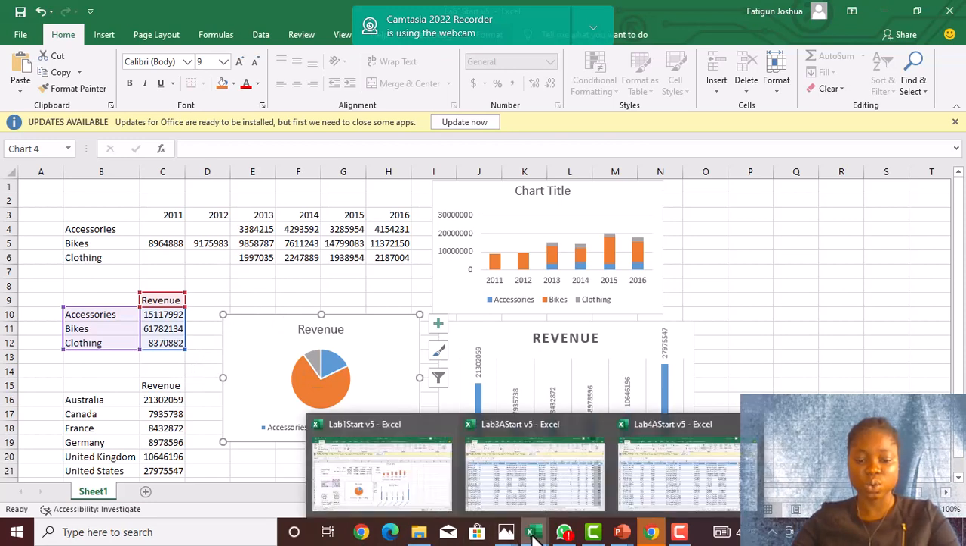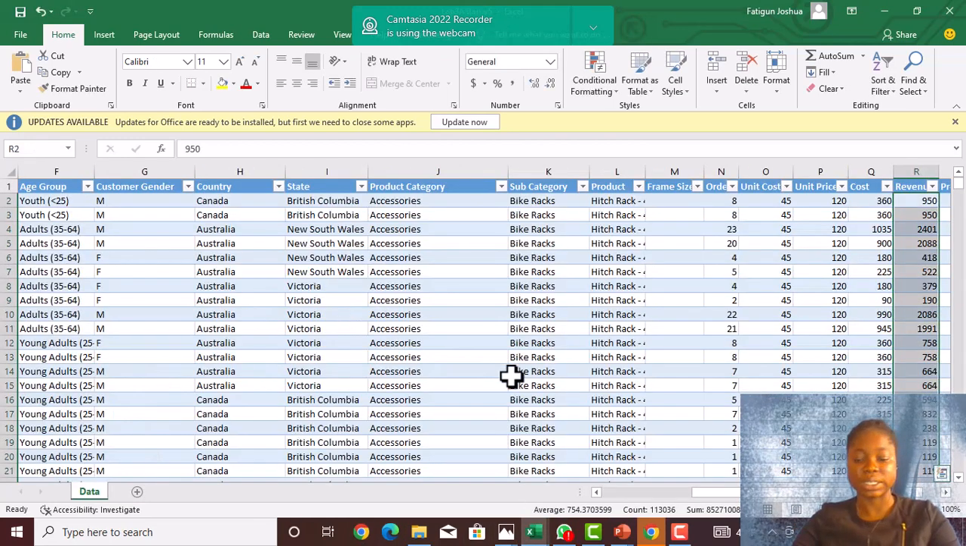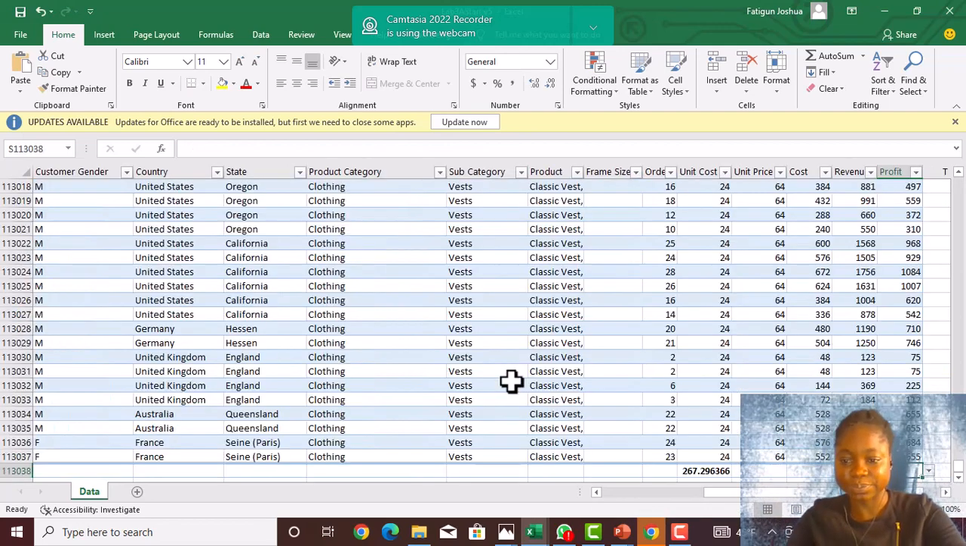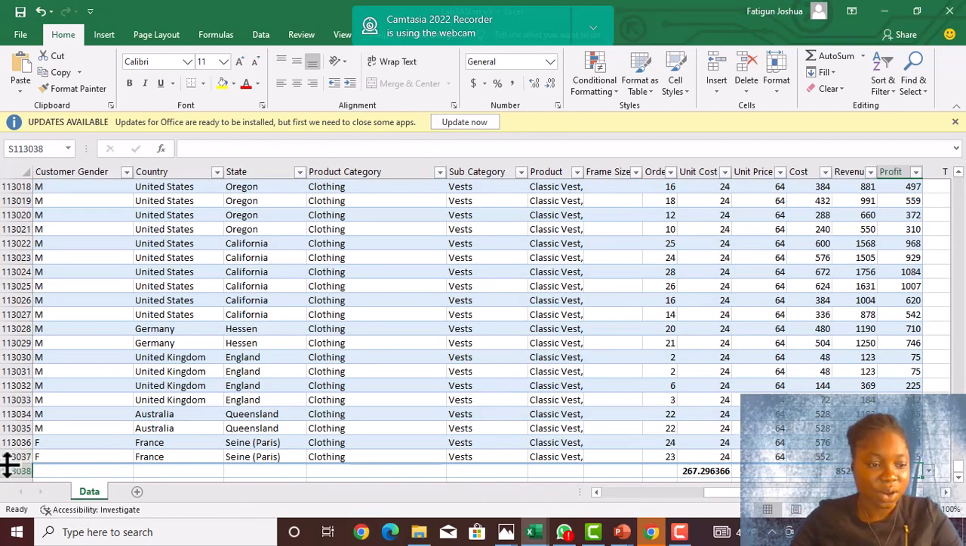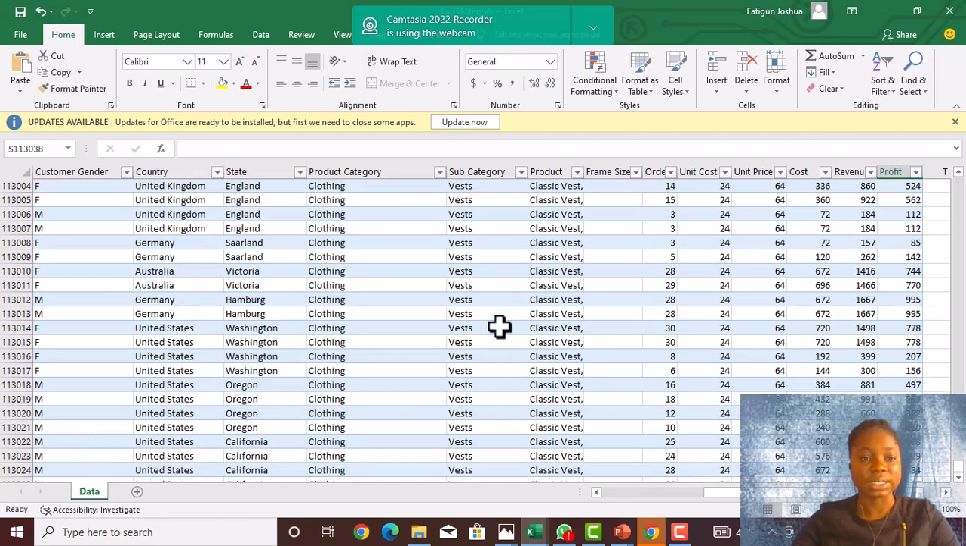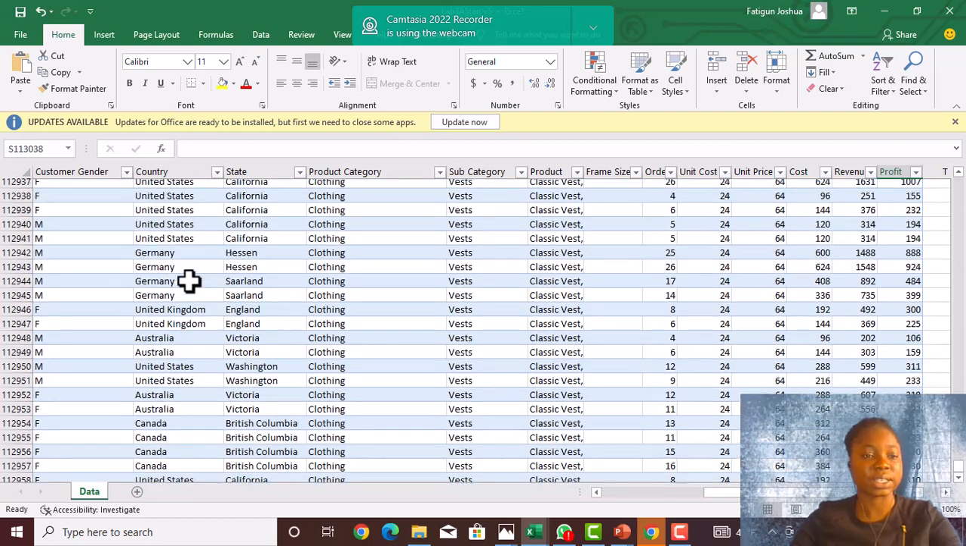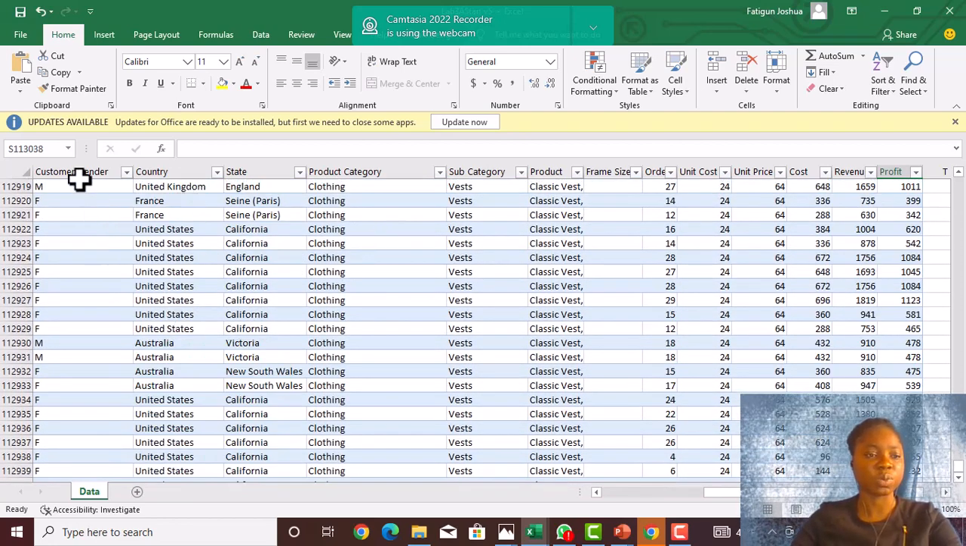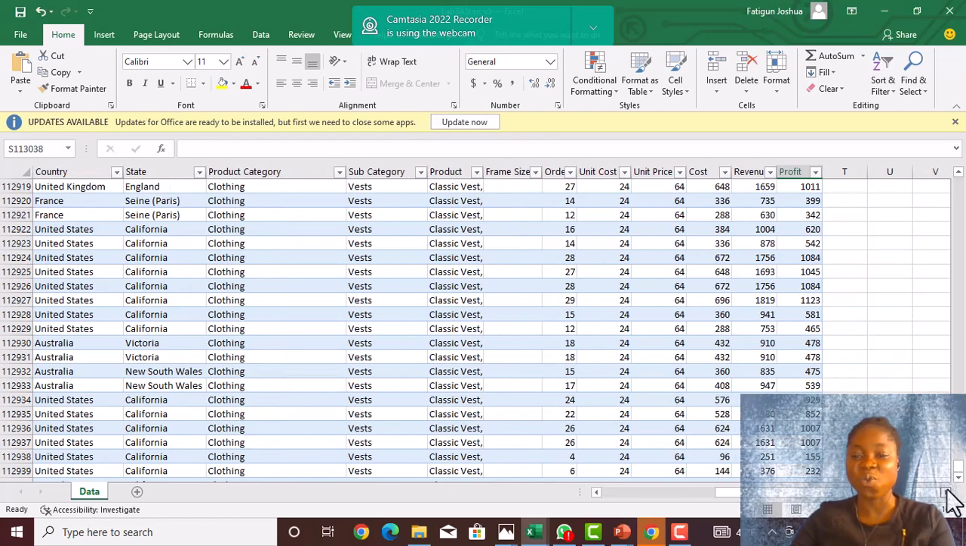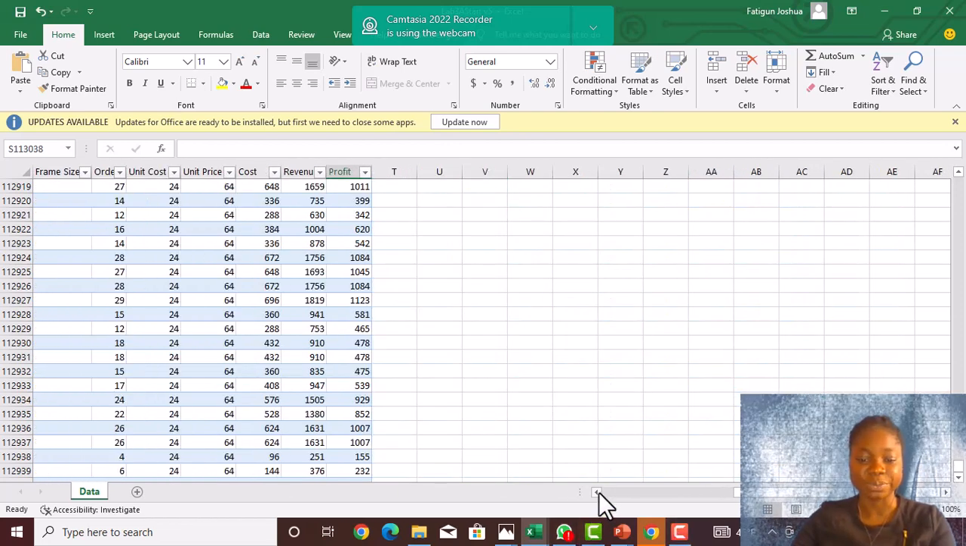I would like to also show you what a big data looks like. This is a big data. Let me take you to the end of this data. You see the end of the data. The data is 113,037 respondents. So for this person, he has customers. The number of his customers that he analyzed their information is 113,037 customers. And these are the things they bought. We have countries, customer gender, state, product category, subcategory, and product. But let me tell you, what Excel needs more is this revenue.